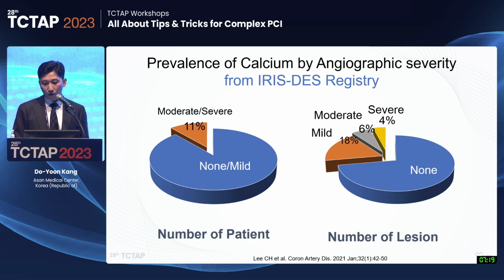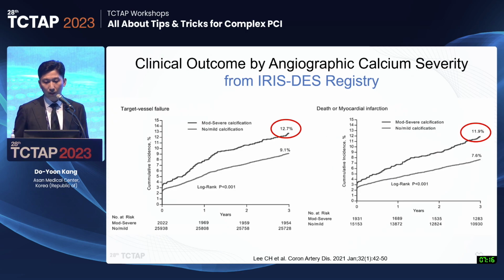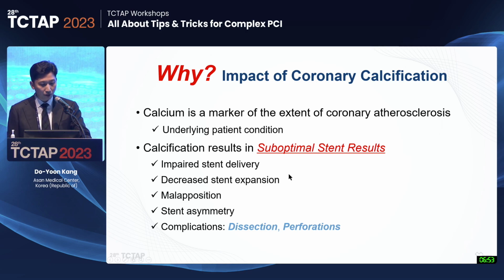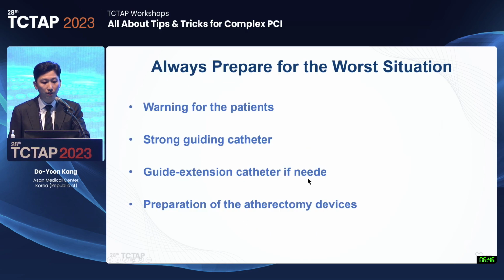This is our registry data that Gary Mintz already showed, that clinical outcome is worse with severe calcium. Why? One reason is that calcium is a marker of the extent of coronary atherosclerosis, which means an underlying worse patient condition. The other is that calcification results in a suboptimal stent result because of impaired stent delivery, decreased stent expansion, malposition, stent asymmetry, and also complications like dissection or perforation.